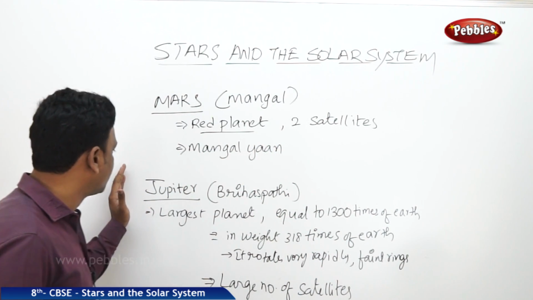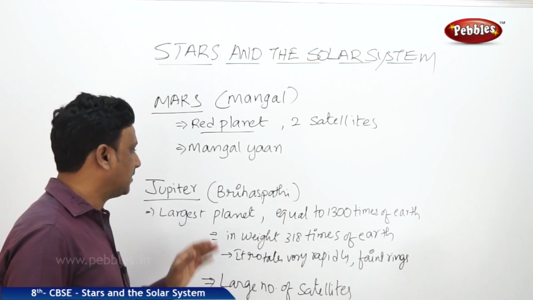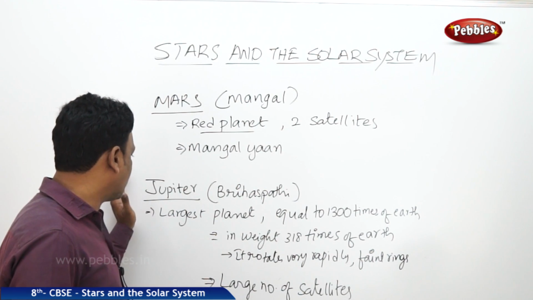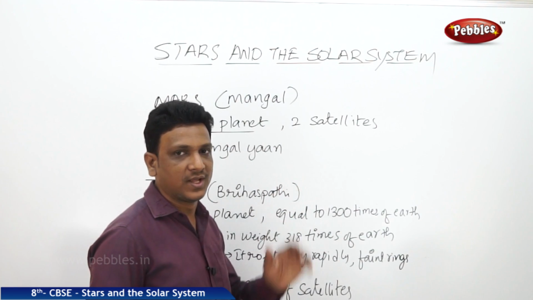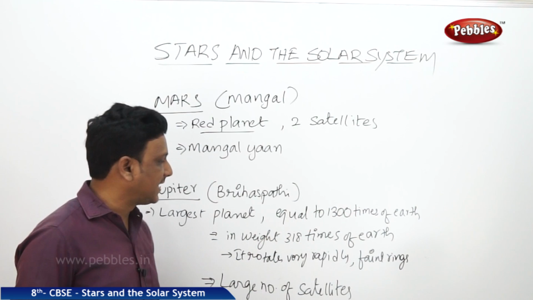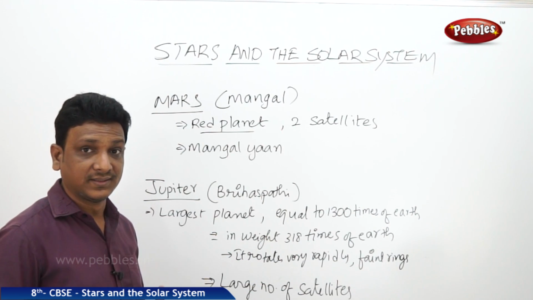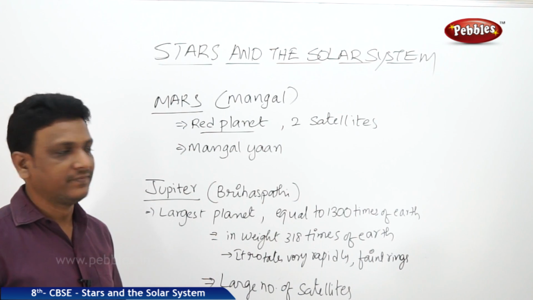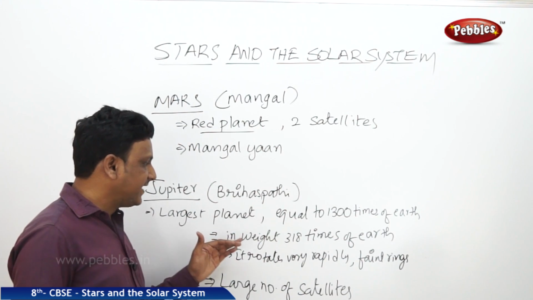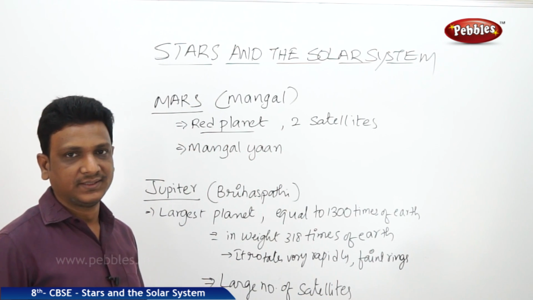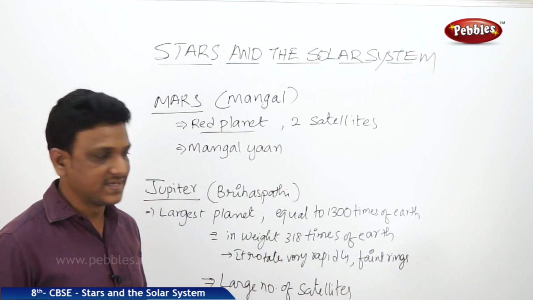Next to Mars, Jupiter. Jupiter is called Brihaspati in Indian names. Jupiter is the largest planet in the solar system. It is equal to 1300 times the Earth in size, 1300 times larger than the Earth. You can compare the difference. Very large. In weight, it is 318 times heavier than the Earth.